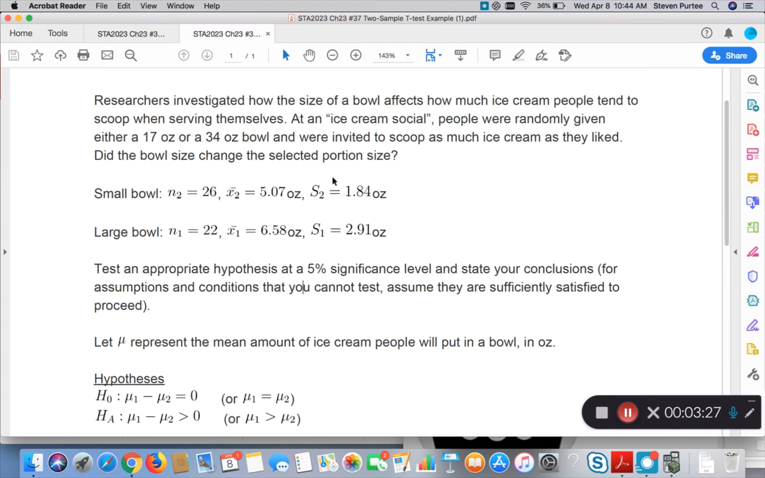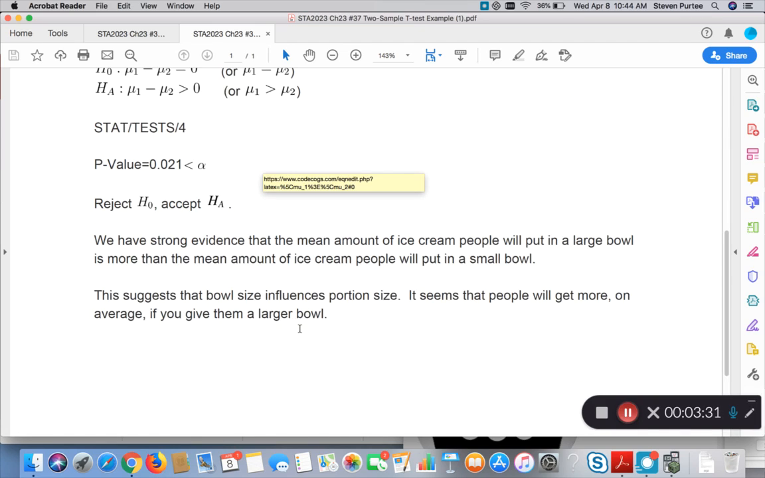So there's this follow-up question we want to answer, and we'd say, yeah, at least these data suggest that bowl size influences portion size, and it seems like the bigger the bowl you give people, on average, the more ice cream they'll put in it.